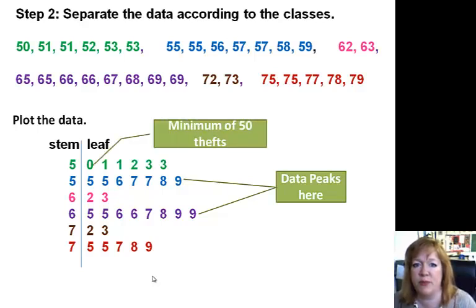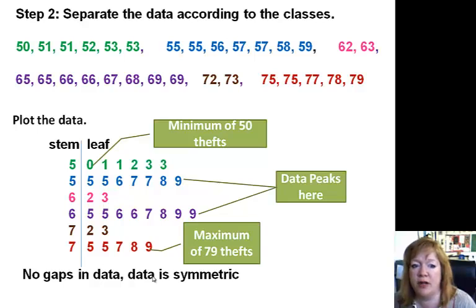So there's a minimum of 50 thefts and a maximum of 79 thefts. So that's what you can tell just by looking at the stem and leaf plot. No gaps in the data, and the data is symmetric. More or less, it's pretty symmetric.